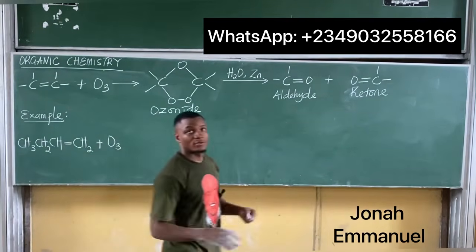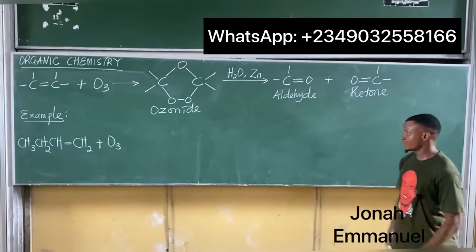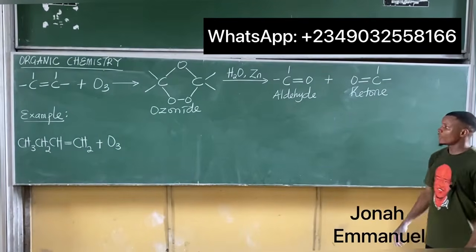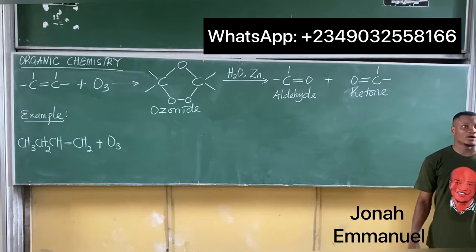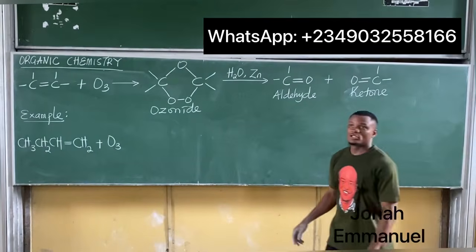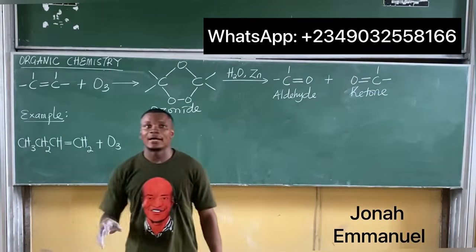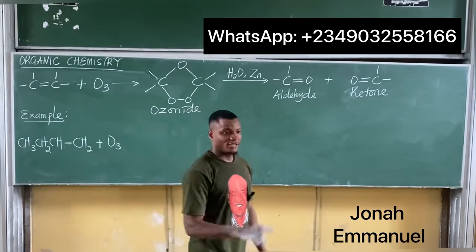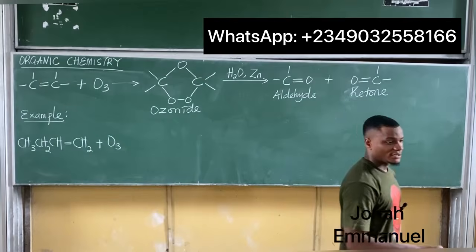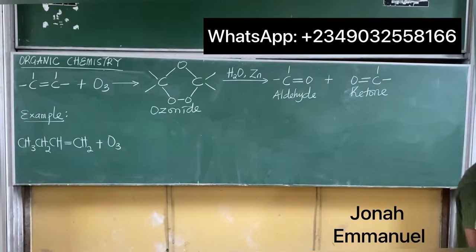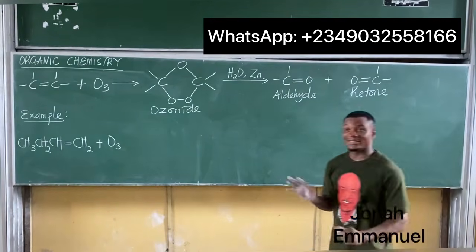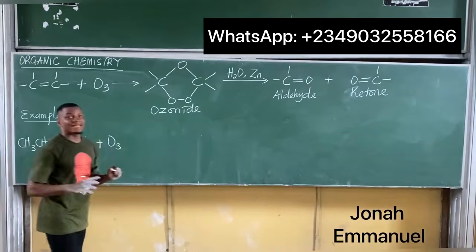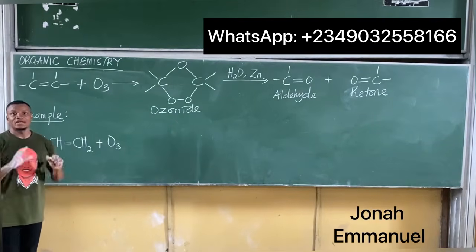Now listen, let me show you how ozonolysis works, please. Don't forget the reaction is this: alkene, ozone, ozonide, zinc dust and water, aldehyde and ketone. That's your series. Listen, this is how your ozonide is formed.